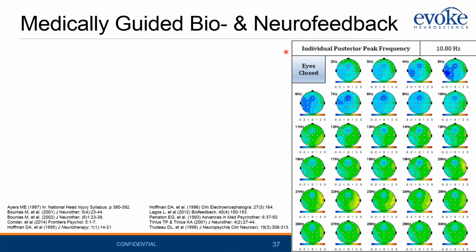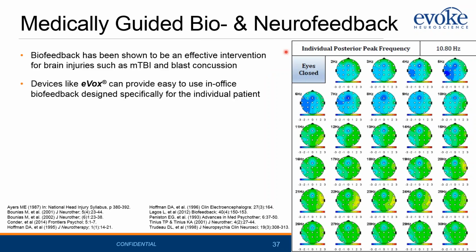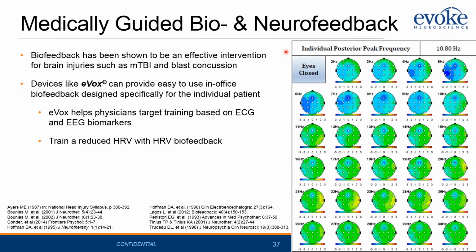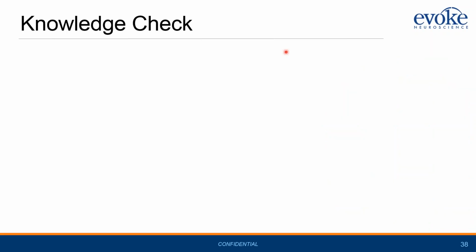Now, wrapping up, medically guided bio and neurofeedback can be really helpful as an intervention for brain injuries like TBI and blast concussion. And devices like EVOX can provide easy-to-use in-office biofeedback designed specifically for your individualized patient. And it helps physicians target training based on ECG and EEG biomarkers. So all of this assessment component can plug into your treatment component. It can train to a reduced heart rate variability back up, because we want high heart rate variability. And it can also train suboptimal brain regions that might be associated with clinical symptoms. So a quick knowledge check, and then you're free to go.